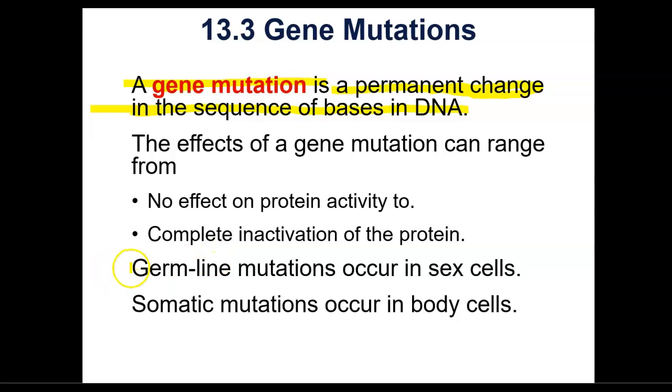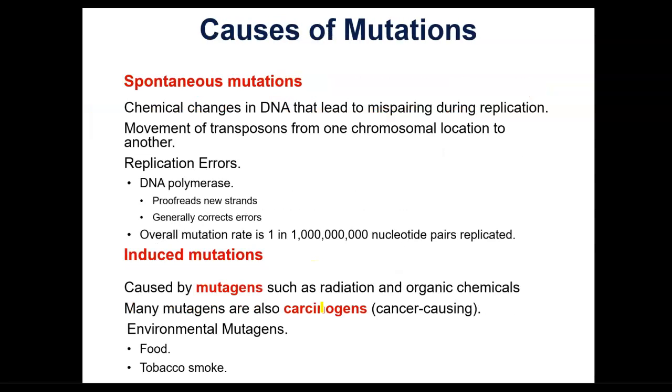If the mutation occurs in sex cells, we call it a germline mutation, and it can possibly affect the offspring if those sex cells, like the sperm or the egg, actually undergo fertilization and form a zygote, and that zygote grows and matures and actually gets born. Then the germline mutations can affect the offspring. But somatic mutations occur in body cells, and they will not affect the offspring of the individual.